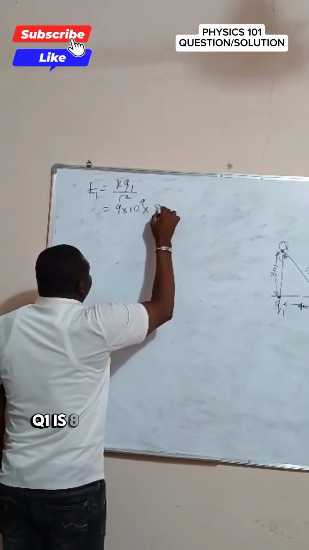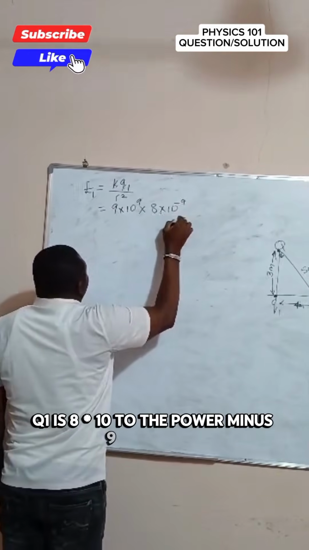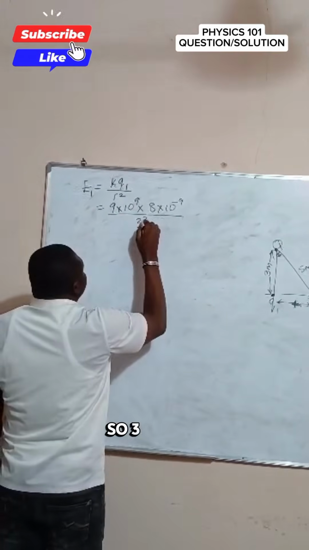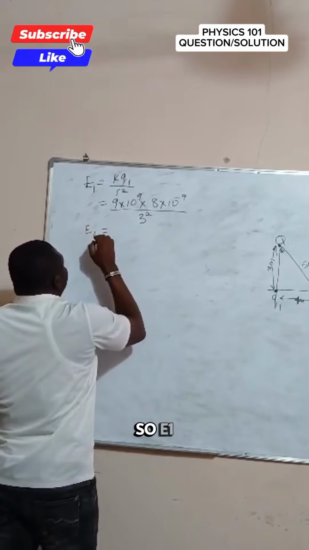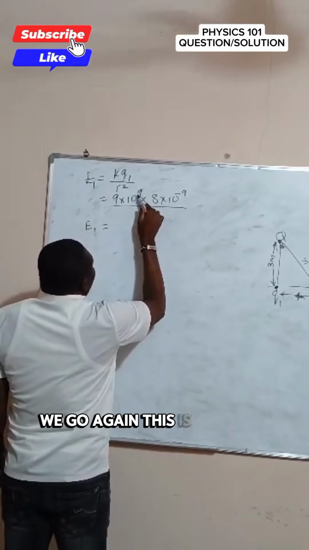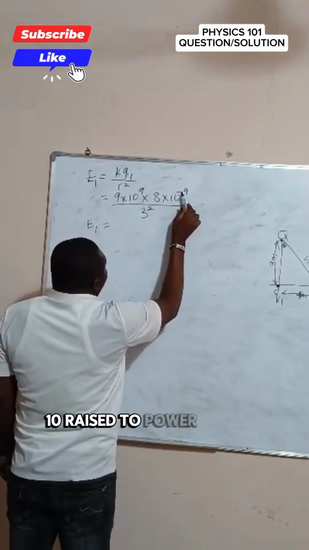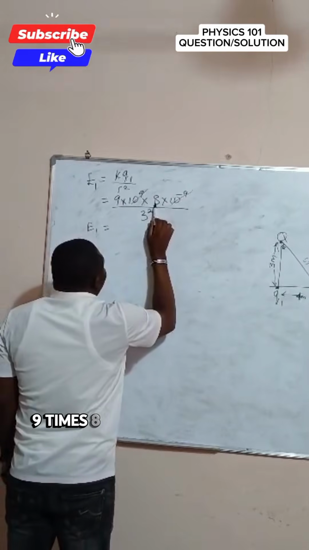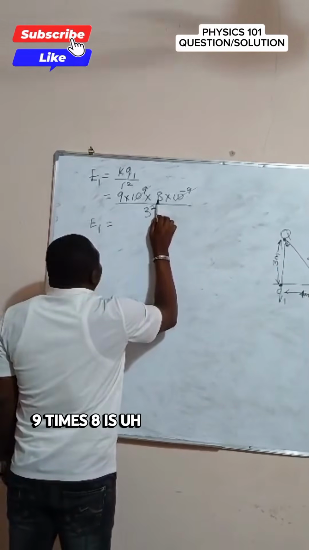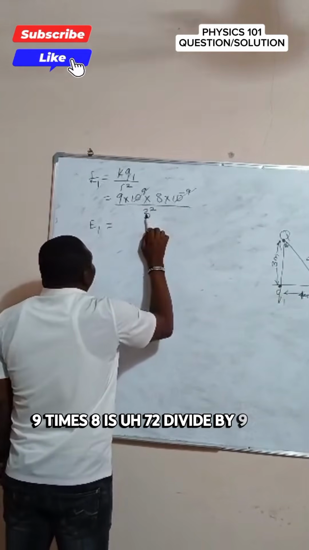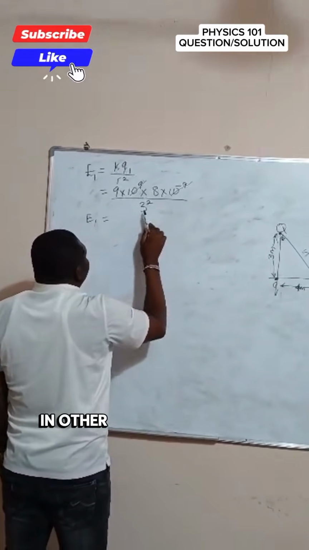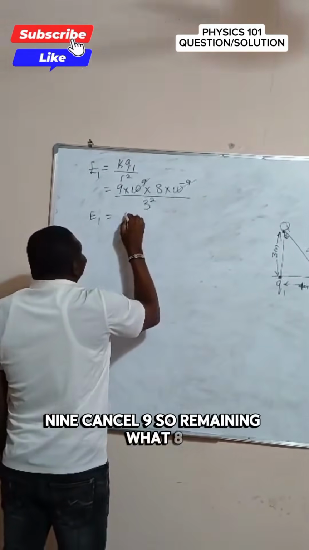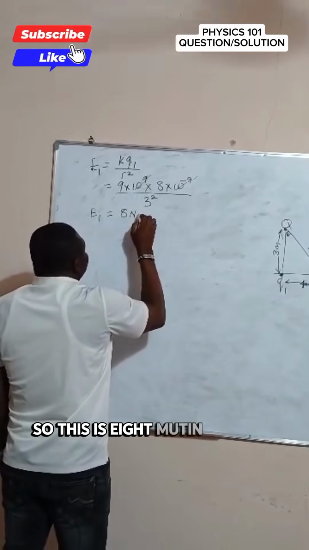Q1 is 8 times 10 raised to power minus 9 all over R squared, where R, the distance, is 3. So 3 squared. So E1, we get 10 raised to power plus 9 and 10 raised to power minus 9, which cancel. 9 times 8 is 72, divided by 9 is 8. In other words, 3 times 3 is 9, 9 cancels 9, so remaining 8. So this is 8 Newton per coulomb.